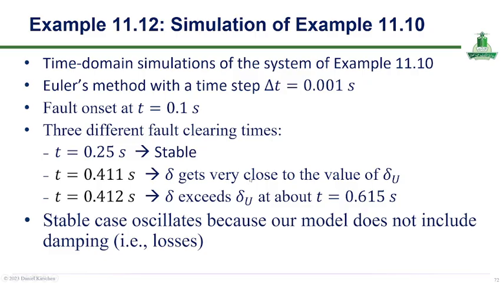At t equals 0.411 second, the rotor angle approaches the unstable limit value of delta u, indicating critical stability. However, when the clearing time increases slightly to 0.412 second, the rotor angle exceeds the stability limit and the system loses synchronism around t equals 0.615 second.